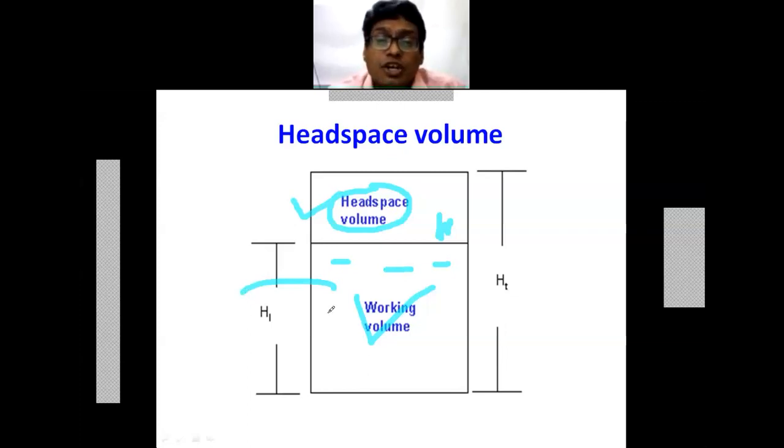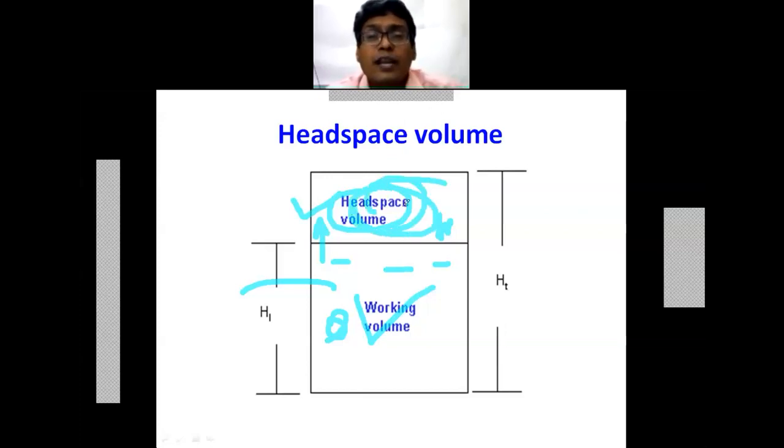Whatever the temperature of the working fluid, if it is near its boiling point, that means more vapors will be generated. So as more vapors are generated, I have to provide space so that the vapor head space will be there. Now there are also the seals that are provided, mechanical seals.